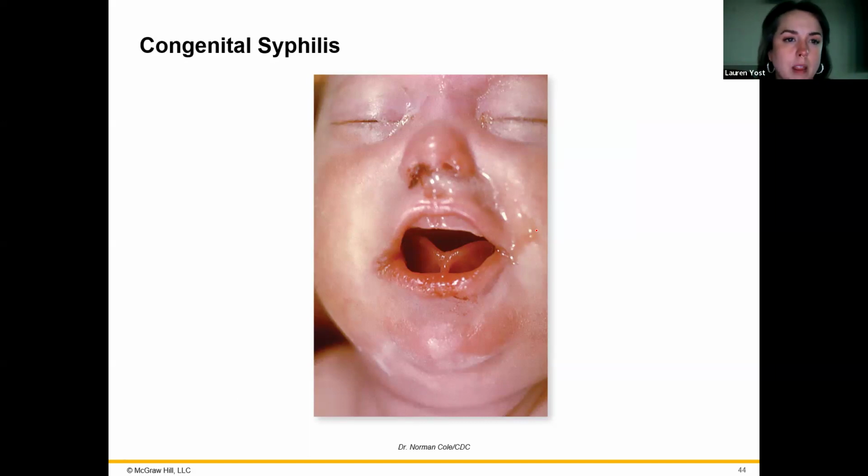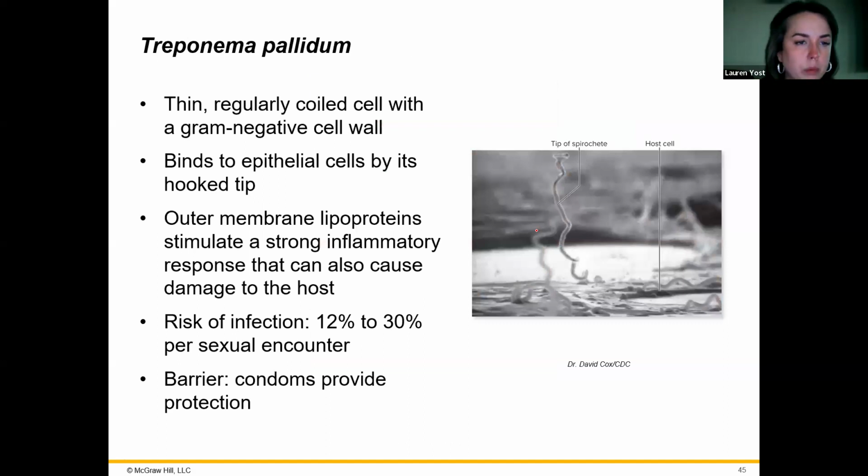And this is a little baby that was born with congenital syphilis and just having some developmental problems as a result of that. This is caused by a bacterium called Treponema pallidum. It is a coiled spirochete. Again, it looks like phone cord, old school phone cord. But yeah, maybe people don't know what I'm talking about when I say that. I don't know.